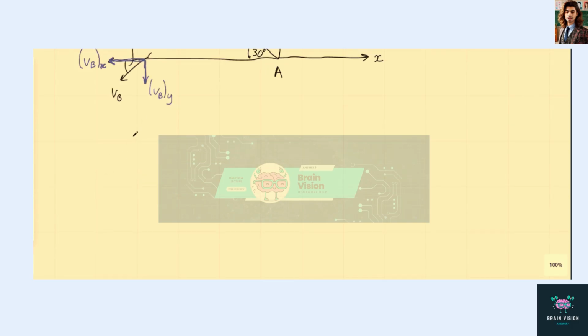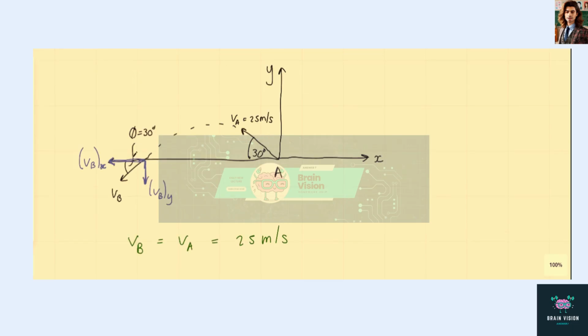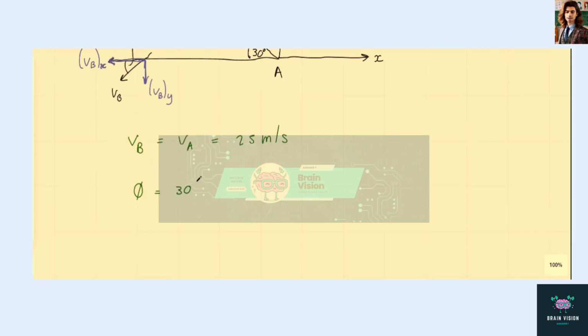So firstly, applying some kinematics, the parabolic trajectory of the football as shown in the diagram, and due to the symmetrical properties of the problem, the velocity at B, Vb, must equal the initial velocity Va. There's no friction due to the air. So at point B, the initial velocity of the ball is 25 meters per second. And angle phi, as labeled in the diagram, is also 30 degrees.